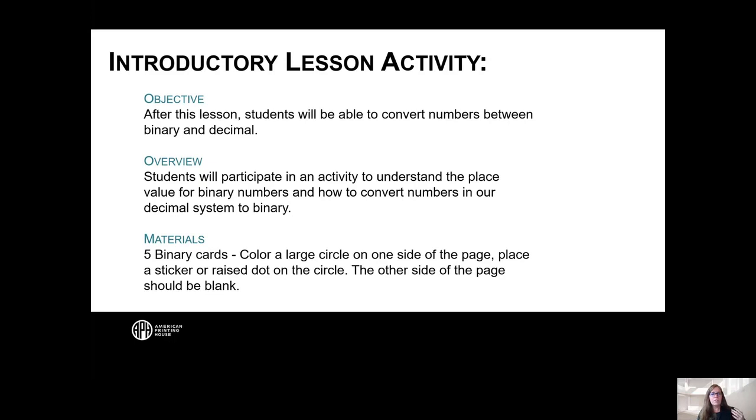Okay, so this first lesson is really understanding that place value for binary numbers and how to convert numbers from our decimal system into binary. So we're going to be using cards and having a physical activity, and the cards are blank on one side and the other side either has a circle or a tactile marker or something on it. And we'll go into more detail in a minute.